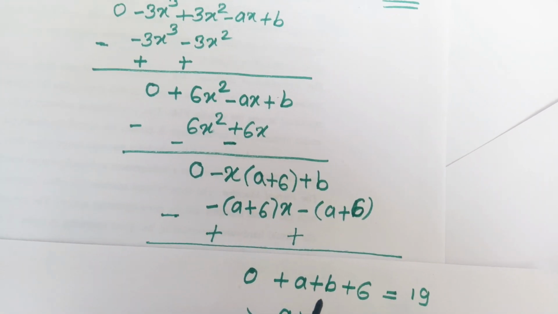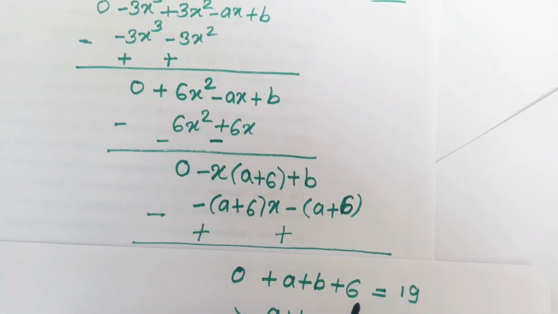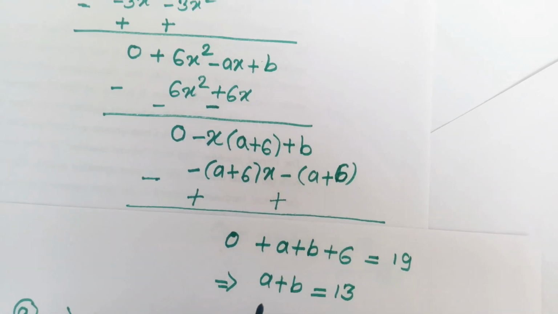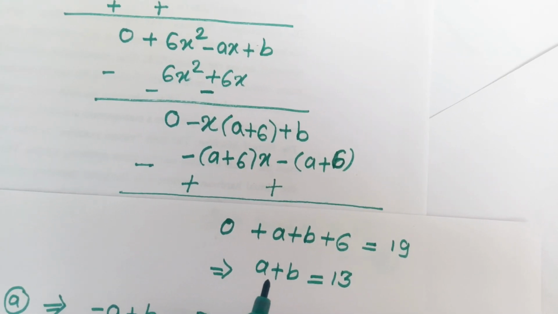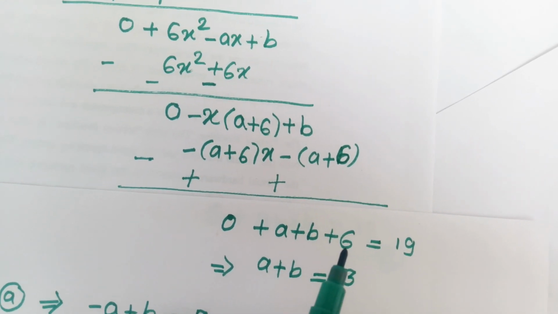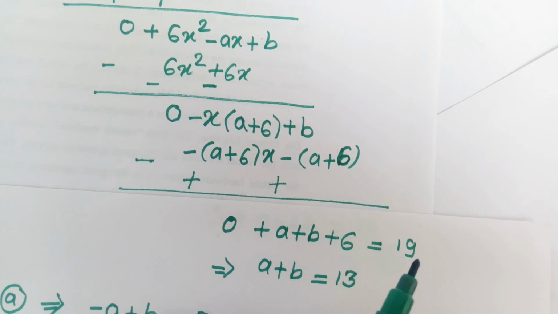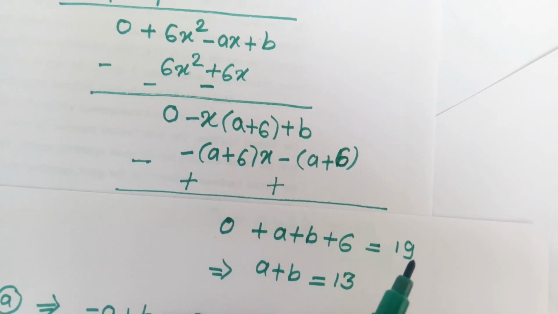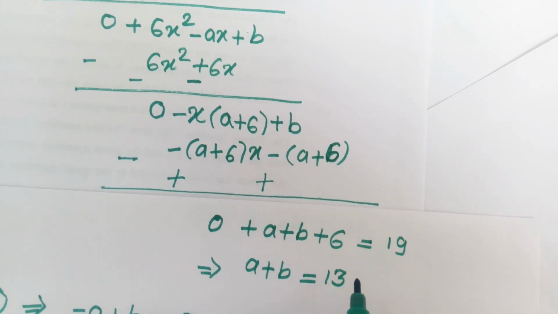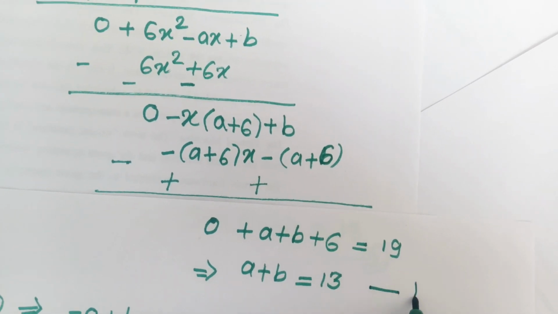So the remainder is a plus b plus 6 and the already given remainder is 19. So this term is equal to 19. So we get the equation a plus b equals 13. That is, here 6 is shifted to the right hand side. Then we get 19 minus 6, that is 13. We consider this as equation number B.